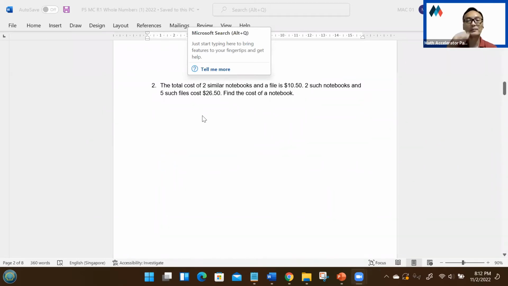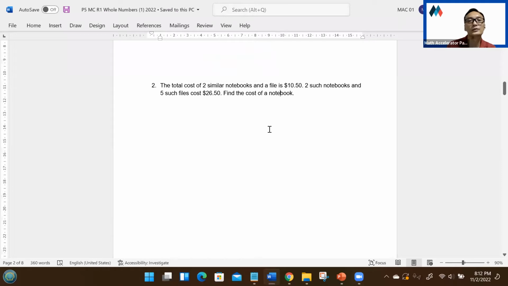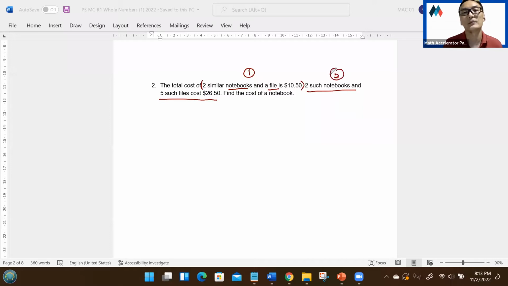So the cost of 2 similar notebooks and a file is $10.50. The 2 such notebooks and 5 such files cost $26.50. So we are supposed to find the cost of a notebook. Same thing, you are able to identify 2 items, notebooks and file. So we also have the first equation over here, and this is the second equation, right? So we're going to write out the 2 equations.